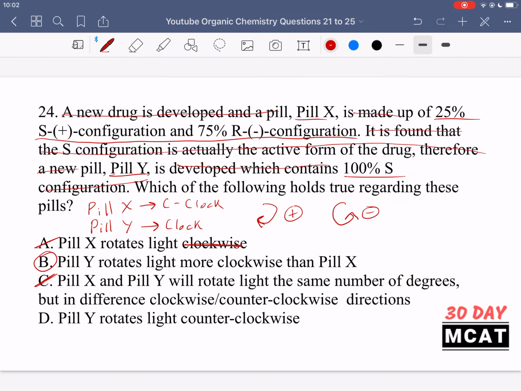directions. And finally, in option D, it says pill Y rotates light counterclockwise, so just like option A, this is incorrect because it's just saying the opposite thing. So pill Y is actually clockwise. It might trip you up because you think S, and so it's counterclockwise, but once again, because of that plus sign in the S configuration, it is clockwise.